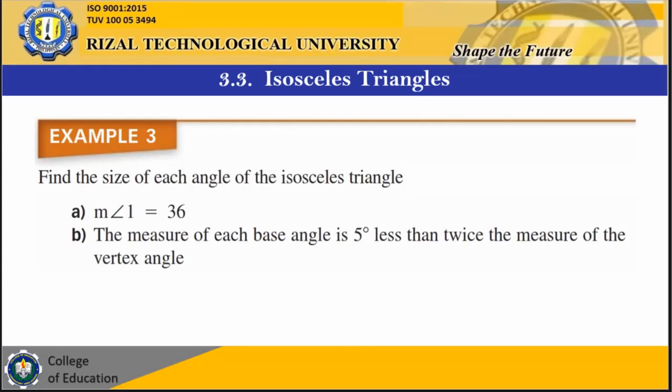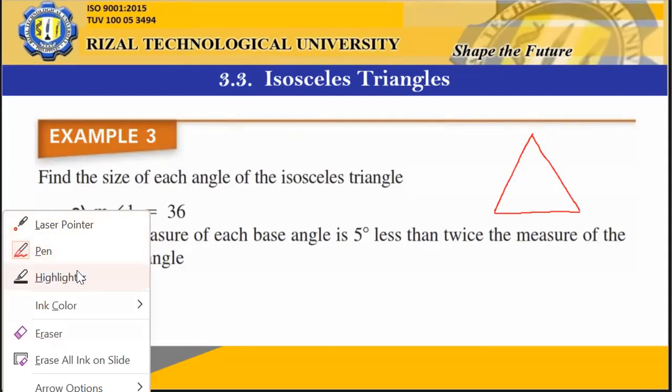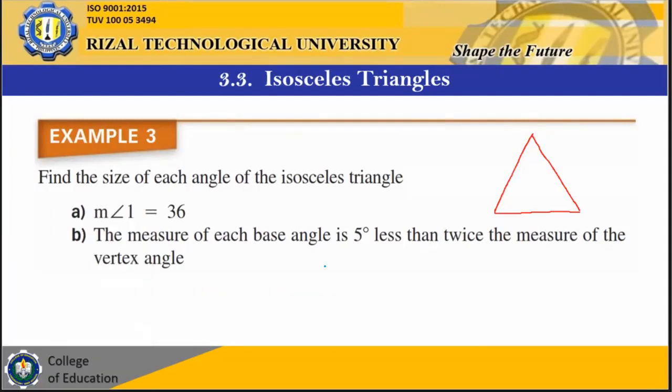Okay. Mag-drawing muna tayo ng triangle. Of course, dahil isosceles triangle. Okay, let's say this is angle 1, this is angle 2, and this is angle 3. And sabihin natin this is congruent to this side. Para alam natin na isosceles triangle yan. Kahit walang name. Okay.